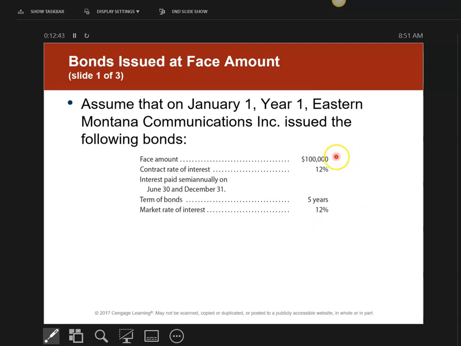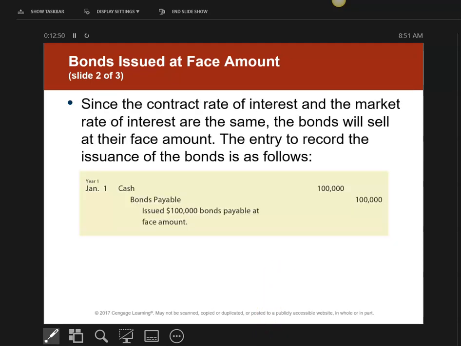I'm going to sell you a $100,000 bond today, which means you're going to give me your money and I'm going to give you a bond. Here's what the journal entry would look like. I'm going to get my cash, so I'm debiting my cash, creating a credit on my bonds payable. And so this is the journal entry to sell the bond at face value.